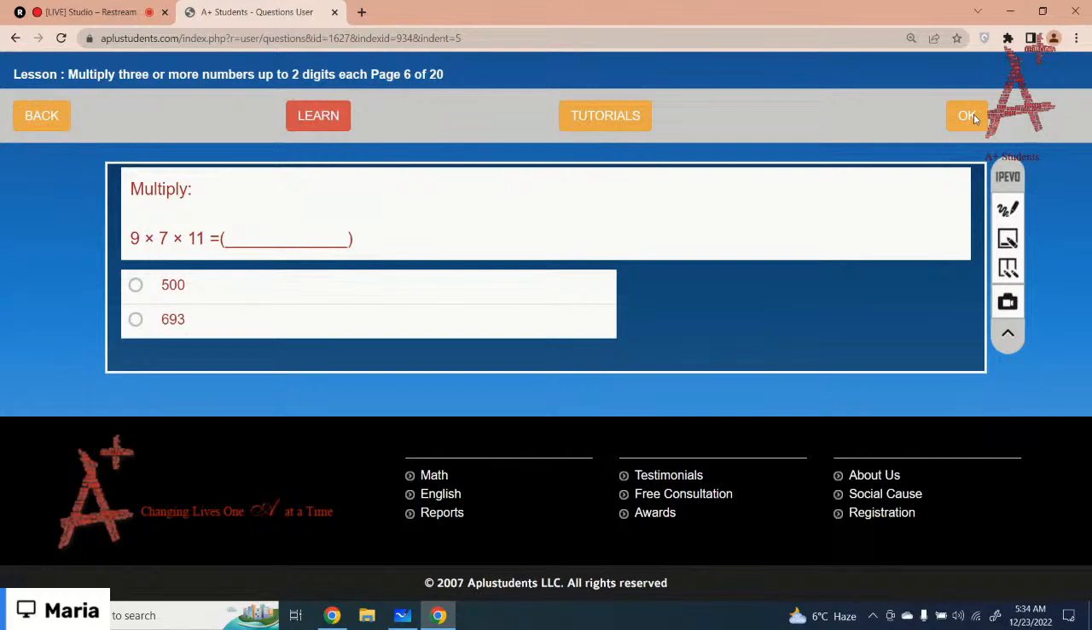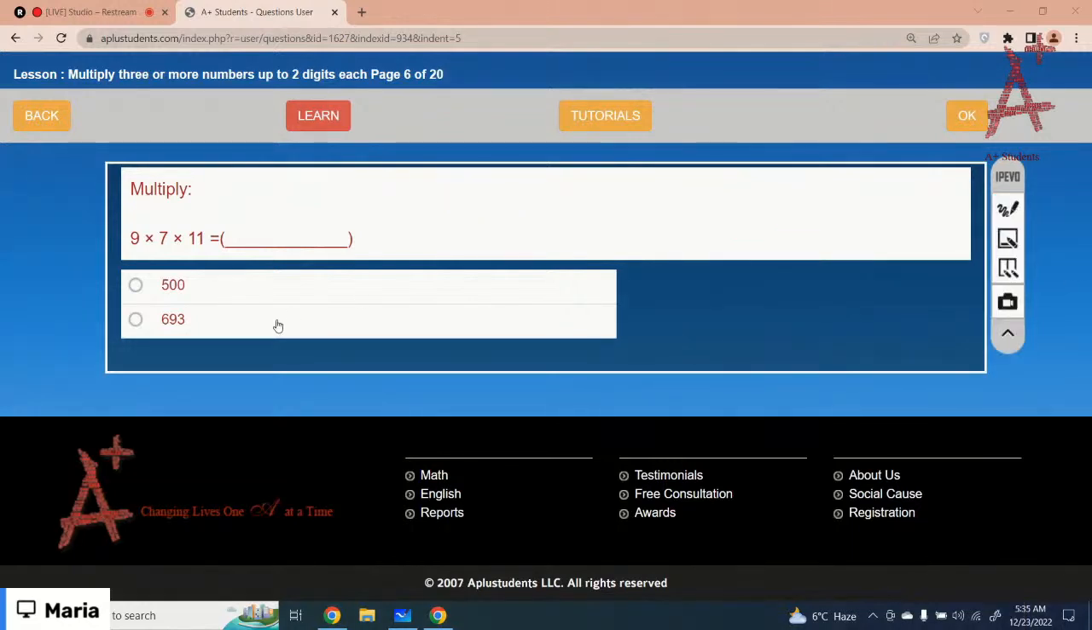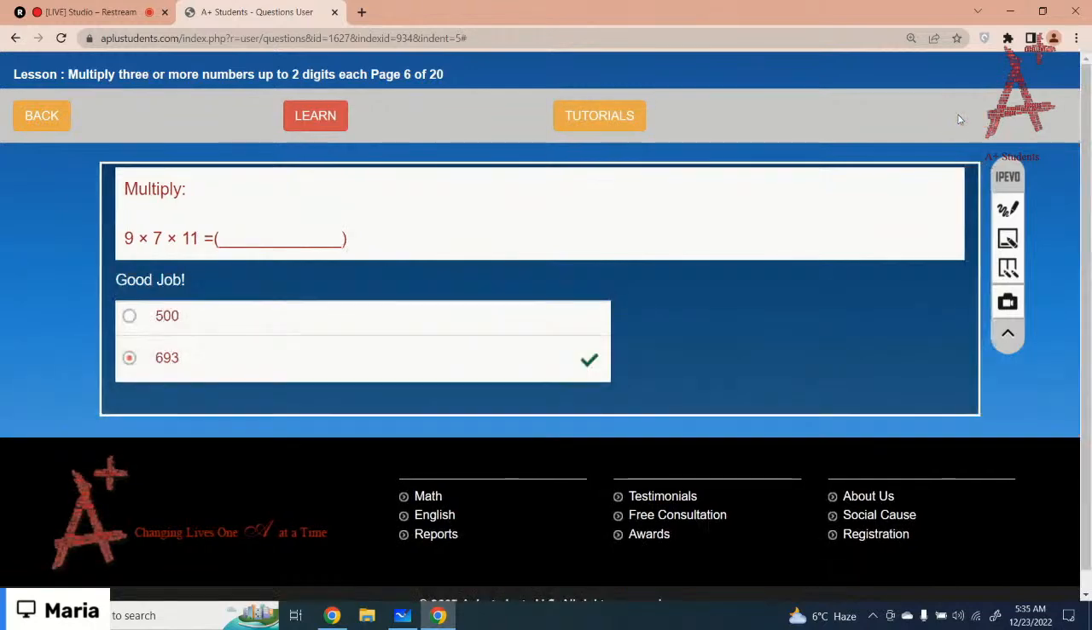Okay, you have to do 11 times 7 times 9. Got it? 9 times 7 is 63. Just do 63 times 11. Got it? 1 times 3 is 3 and 1 times 6 is 6. 3 plus 6 is 9. Sorry, 3 plus 0 is 3. So it would be 693. Got it? The correct option is 693. Just select the correct option, then click on the OK button.